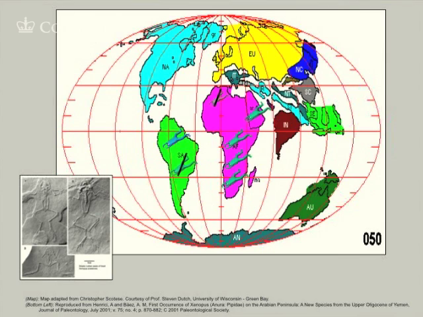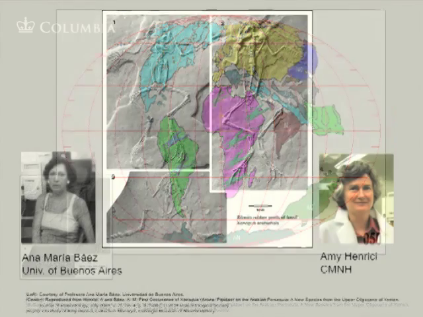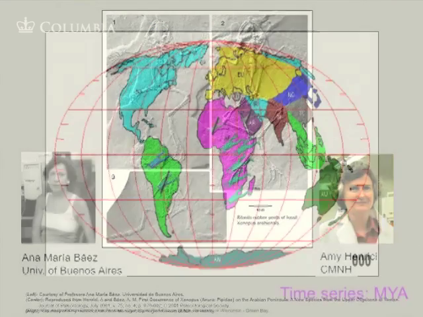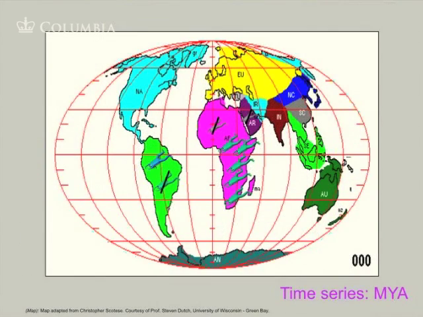And here are some fossilized animals from 50 million years ago whose skeletons look essentially identical to animals that we have today. And these have been studied by Amory Henrique and Ana Maria Baez. And so then today what we have is species of these frogs distributed throughout Africa with a close relative over there in South America.